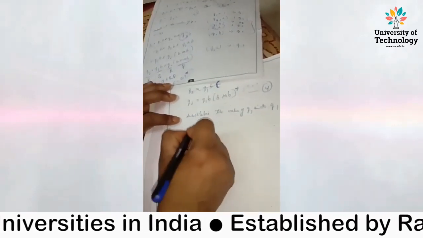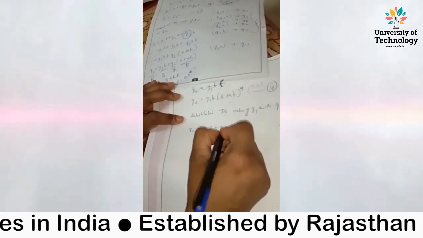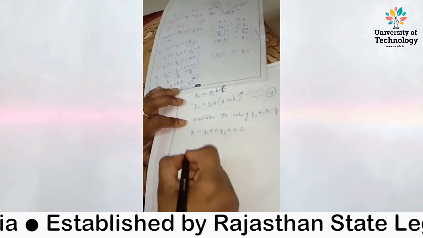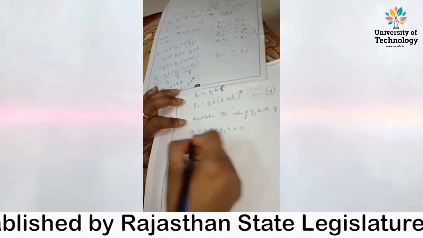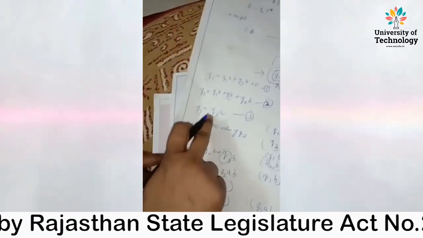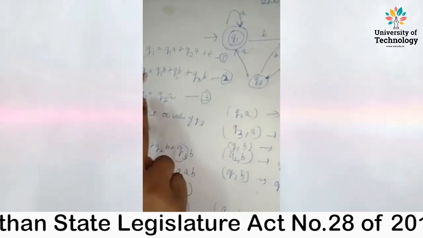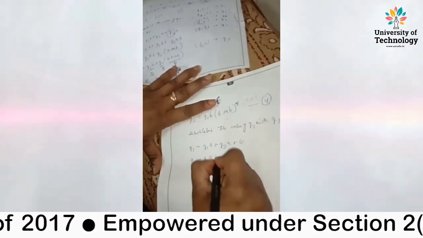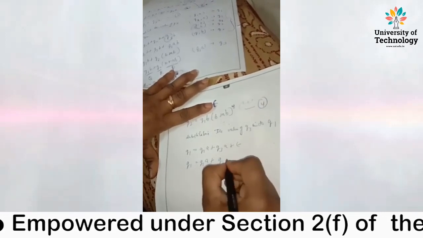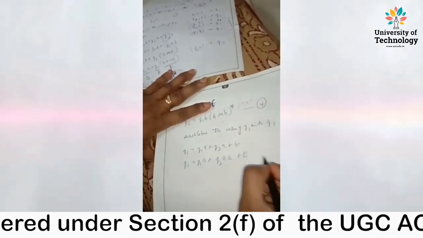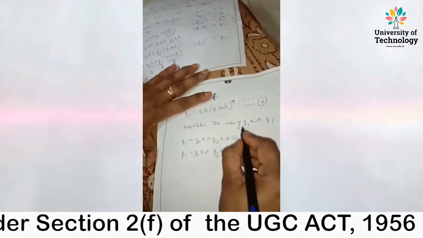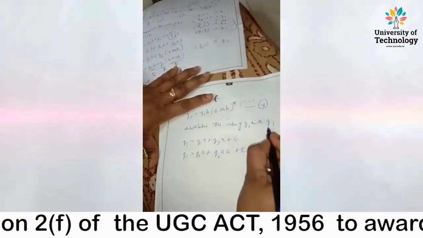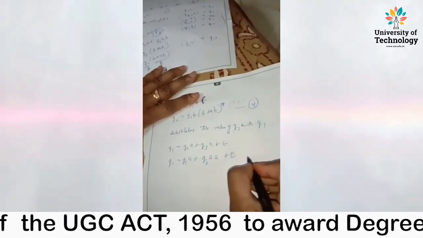Now what is Q1? Q1 is equal to Q1A plus Q3A plus epsilon. Now we are substituting the value of Q3 into it. What was the value of Q3? You can see Q3 is equal to Q2A. This is the value. We are going to substitute this value into equation number 1, right? So let's substitute: Q1 is equal to Q1A plus, the value of Q3, Q2AA, plus epsilon. So this is how we have substituted the value of Q3 into Q1.